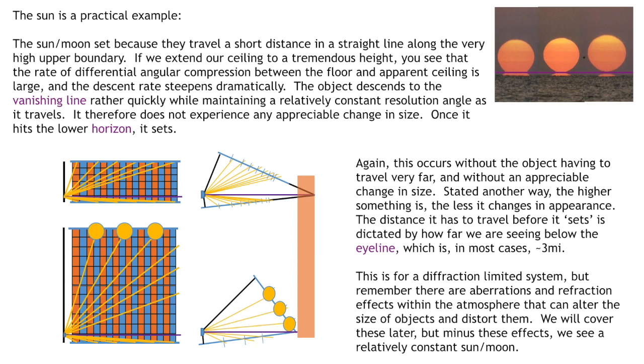Once it hits the lower horizon, it sets. Again, this occurs without the object having to travel very far because it is so high up, and without an appreciable change in size. Stated another way, the higher something is, the less it changes in appearance. The distance it has to travel before it sets is dictated by how far we are seeing below the eye line, which is in most cases about 3 miles. This is for a diffraction limited system, but remember there are aberrations and refraction effects within the atmosphere that can alter the size of objects and distort them. We will cover these later, but minus these effects, we do see a relatively constant sun and moon.